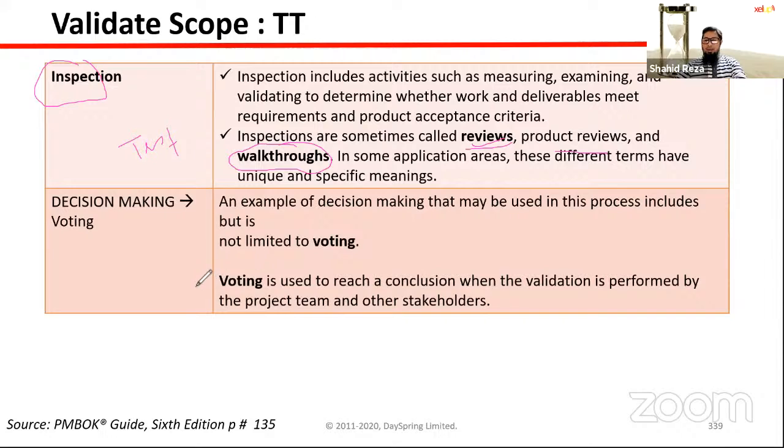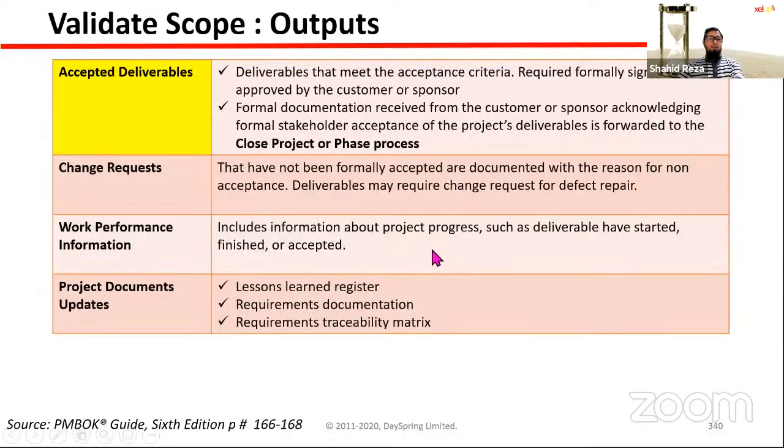And if there is any confusion related to decision making, you can use any voting technique. Maybe three customer representatives are accepting your deliverables, and maybe they are actually in conflict about whether this product met all the requirements or not. Then we can use a voting technique. Voting technique can help if there is some problem related to decision making in the validate scope process.